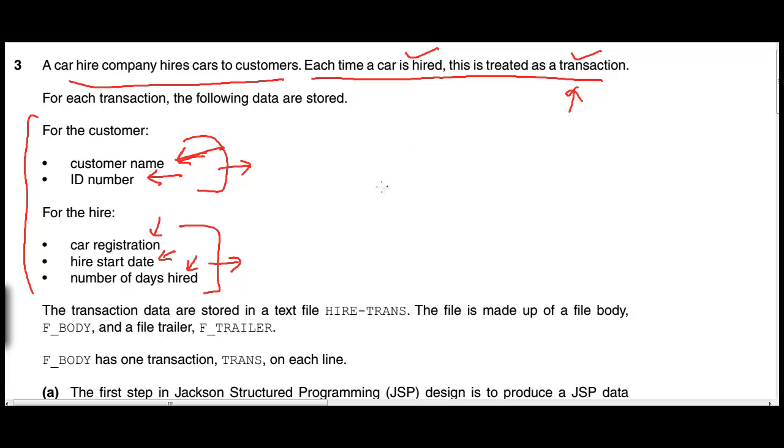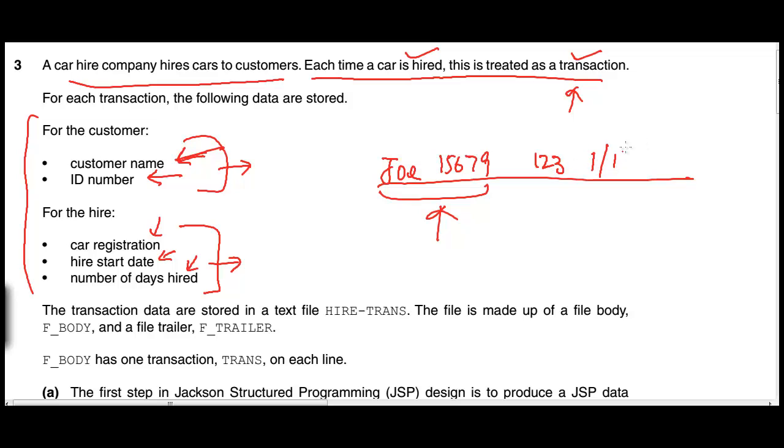For a single transaction, Mr. Joe, for example, whose ID is 15679, this is the customer detail, right, for a transaction, has hired the car with the car registration number 123, and the hiring date is 1st of January 2017, and this has been hired for 5 days. So that's the way to think about it, right? This is a single transaction.